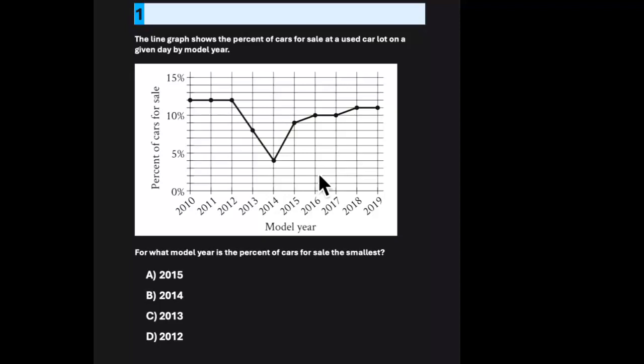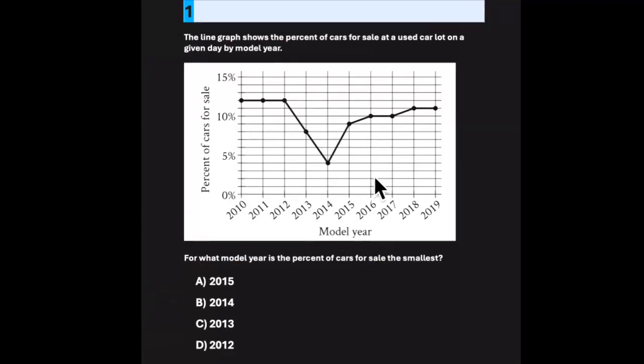Question number 1. We do have a line graph showing a percent of cars for sale. And the question asks, what model year is the percent of cars for sale the smallest? In the given line graph, the vertical axis represents the percent of cars for sale. The lowest point of this line graph is right here, which is 4%, and that point represents the model year of 2014. Therefore, the answer is right here, 2014.